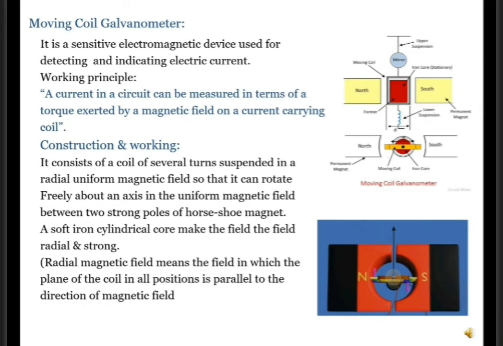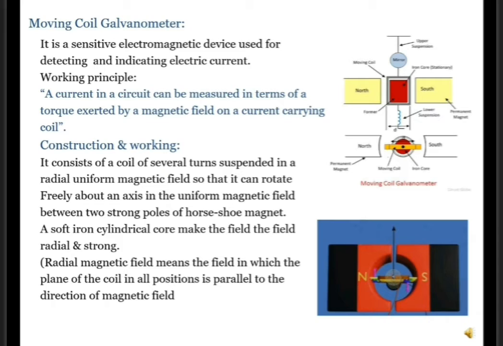Our next article is moving coil galvanometer. The galvanometer is a sensitive electromagnetic device which is used for detecting and indicating electric current. It can also measure low currents even of the order of few microamperes as we used in our labs. Its working principle is like this.